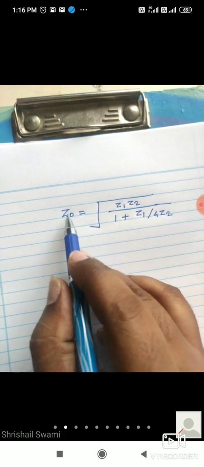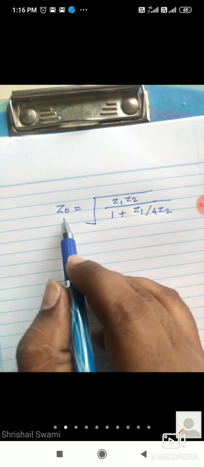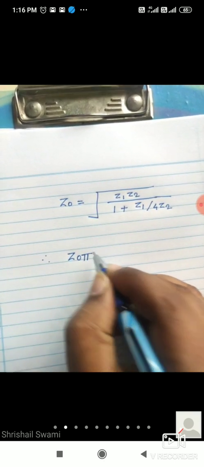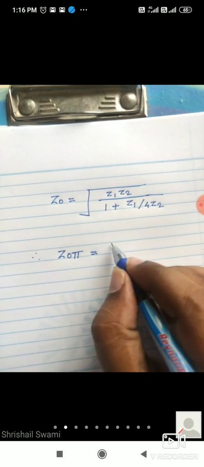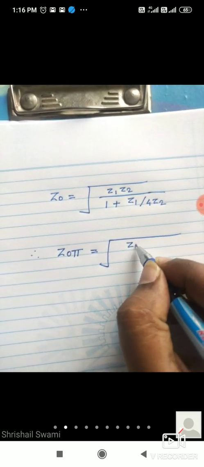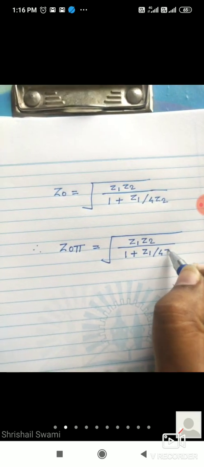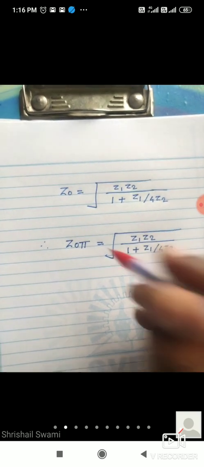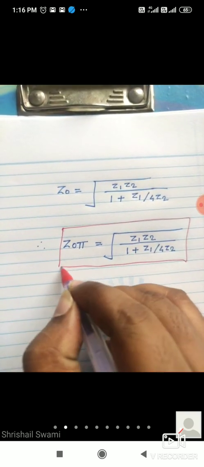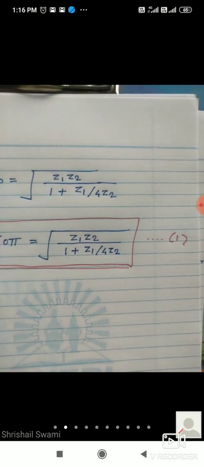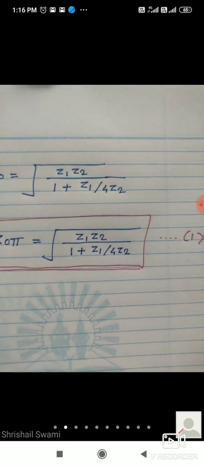Okay, so this Z0 is related to what? Characteristic impedance of the pi section. That's why we can write it as Z0 pi. So Z0 pi is equal to under root Z1 into Z2 divided by 1 plus Z1 divided by 4Z2. So this is the equation number. You can call it as continue, you can make it, or if it is new concept, then you can call it as equation number 1. Okay, so Z0 pi is under root Z1 into Z2 divided by 1 plus Z1 by 4Z2.